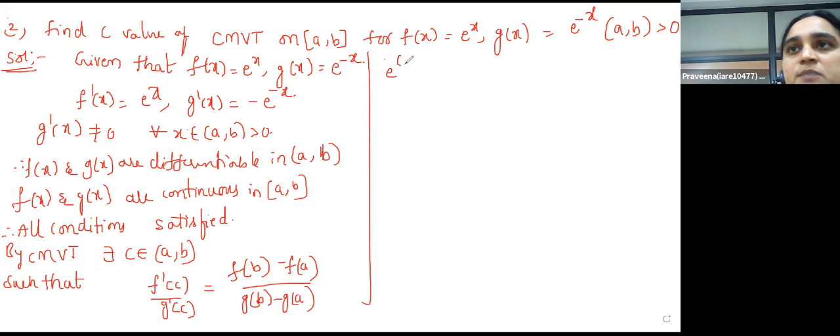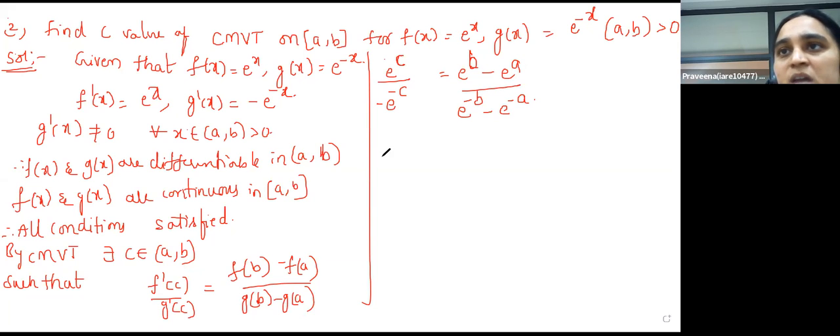From that, what is f dash of c here? e power x, that means e power c. And g dash of x is e power minus x, that is e power minus c. So f of b is e power b minus e power a, and g of x means e power minus b minus e power minus a. I'll take e power minus c to the numerator, so e power c equals e power b minus e power a divided by 1 by e power b minus 1 by e power a.